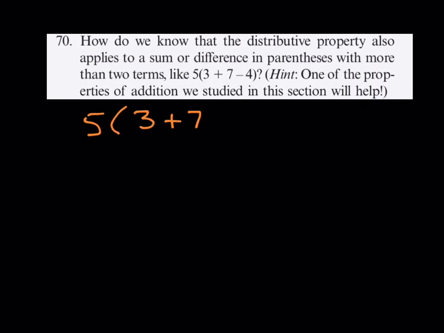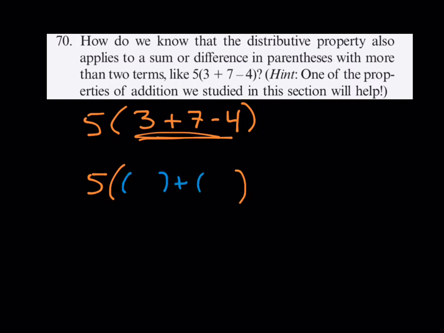If you have multiple terms in parentheses, think about maybe a way that you could group the things in the middle here so that you just have two things. All right, so can you rewrite this so that this is really 5 times something plus something, right? And then you could discuss, will that always work? So if you had maybe 5 times the quantity 3 plus 7 minus 4 plus 8 plus 2, can you group that? Is there a way to show that the distributive property still applies?